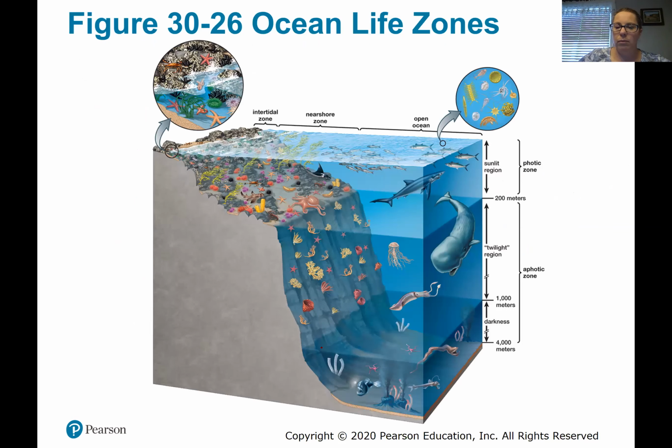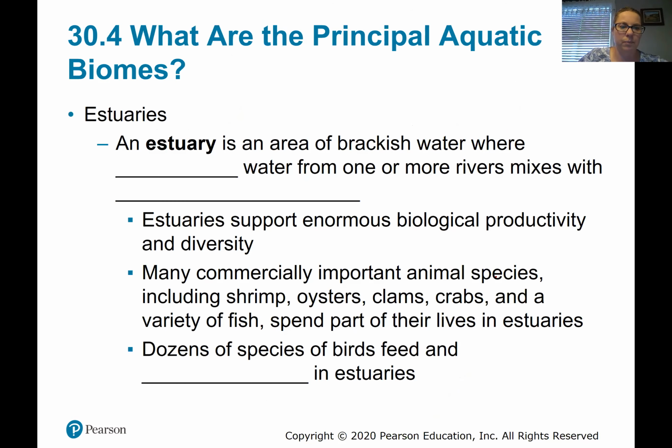So here are the different marine zones. Intertidal zone here, which we'll talk about. Then we get into areas near the shore, and then we get out into open ocean. Out in the open ocean, you have the photic zone, where light can reach, and then the aphotic zone down here at the bottom. There's a twilight zone where there's a tiny bit of light, but not enough to support photosynthesis. And then down here, basically complete darkness.